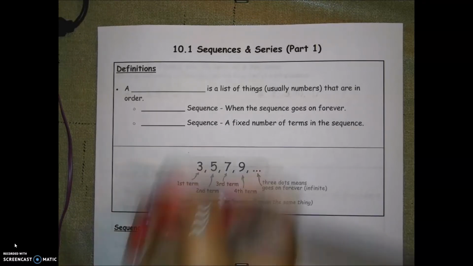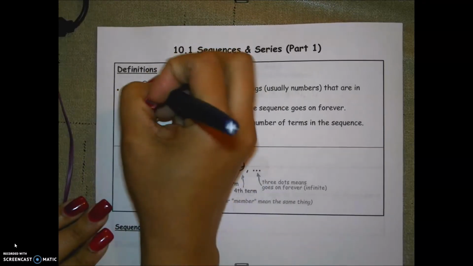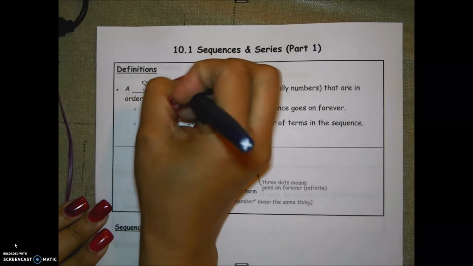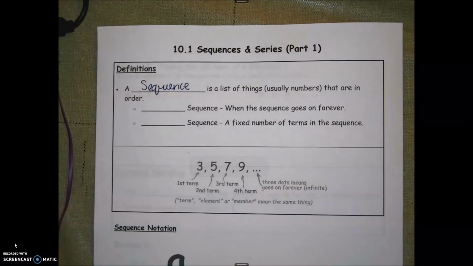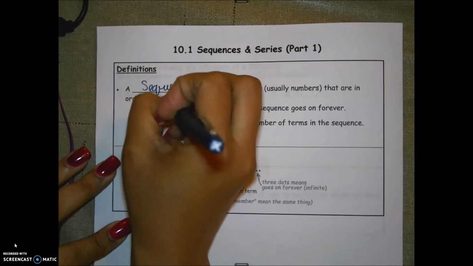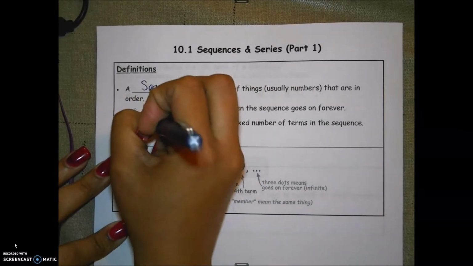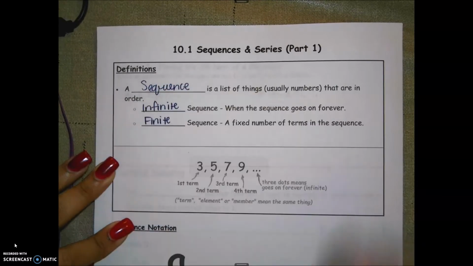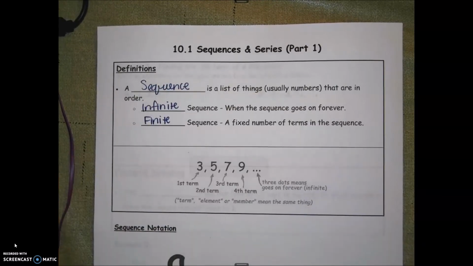A sequence is a list of things, usually numbers, that are in order. There are two buckets that sequences fall under: infinite sequences and finite sequences. Infinite sequences are those sequences that just go on and on and on forever. Finite sequences have a fixed number of terms in that particular sequence.